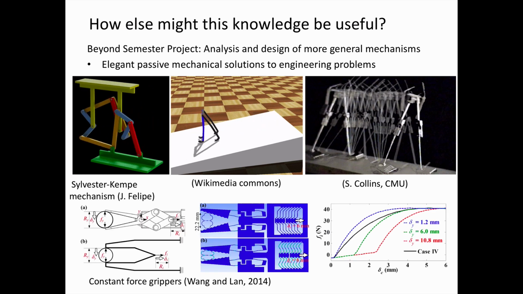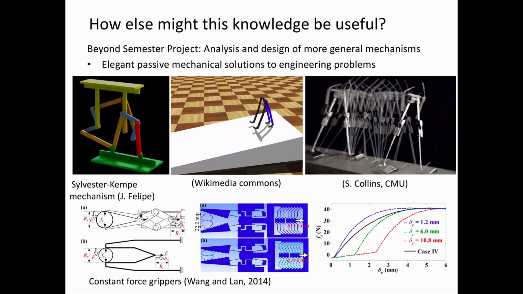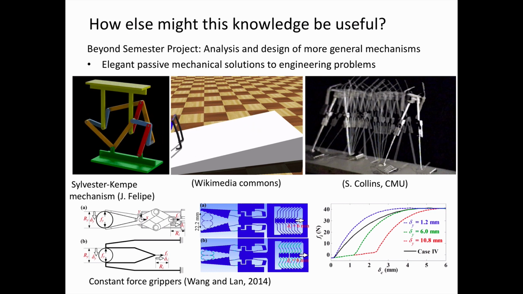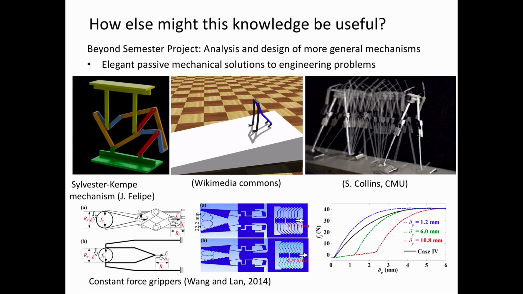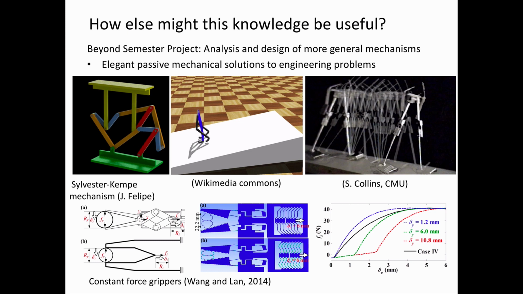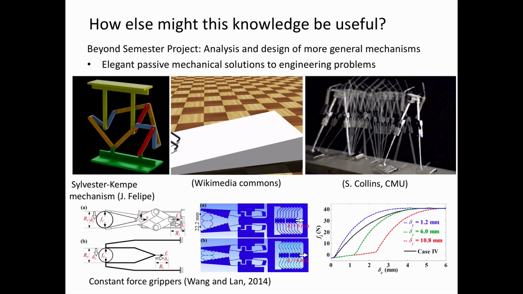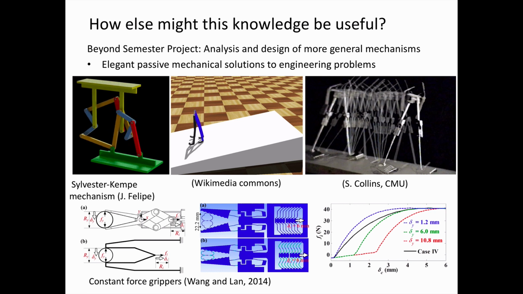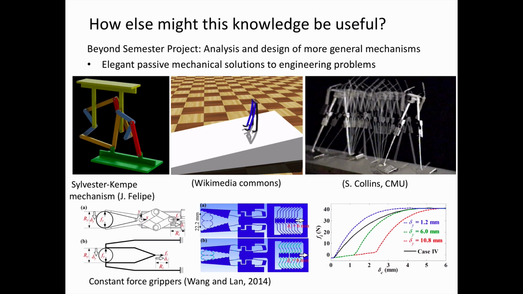Another example of an interesting mechanism design that involves kinematic and force analysis would be this constant force gripper, where the basic idea is we want a mechanism that is capable of grasping a wide range of different sized objects, both soft and hard objects, but it approximately applies the same force to this object. And the plots on the right-hand side show how for different size objects, we're able to get an approximately flat curve toward the right of the figure.